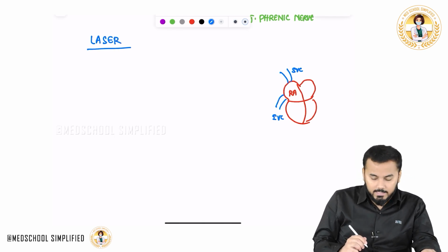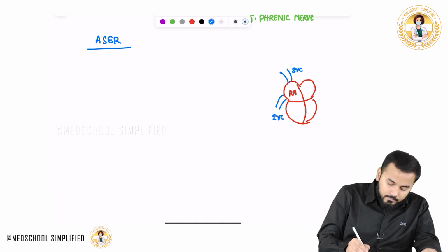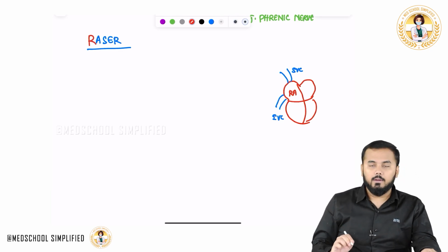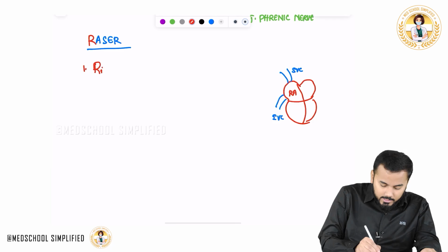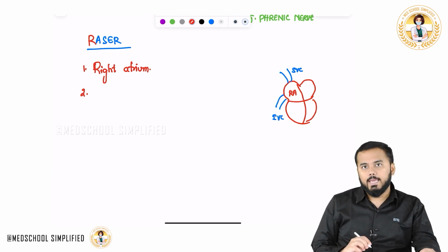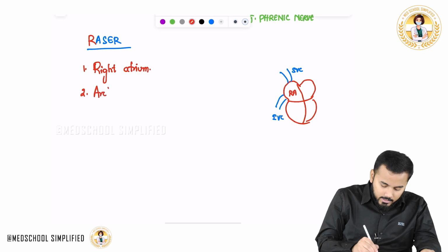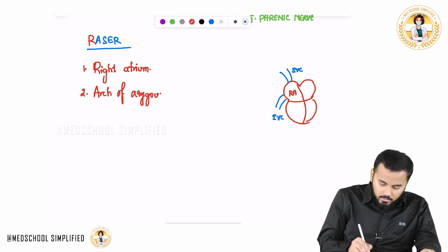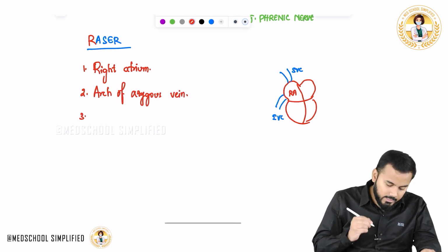All of you know what a laser is. Now instead of laser, just write it as RASER, R-A-S-E-R. What does R stand for? R stands for the first important thing, that is right atrium. Second important thing, A. A stands for the arch of azygos vein.